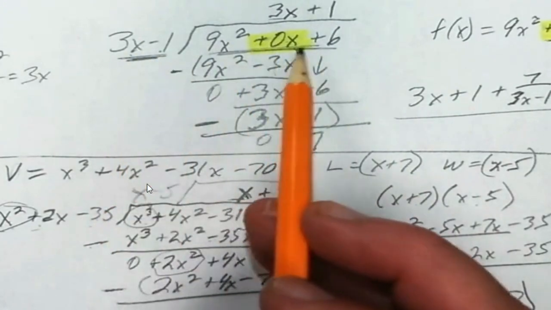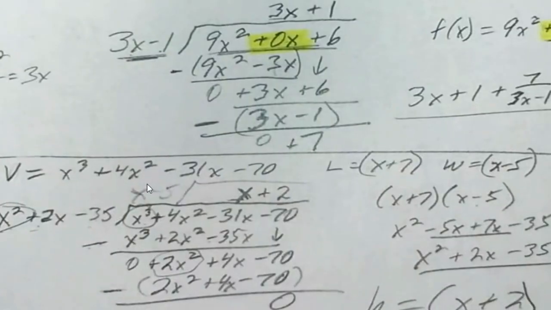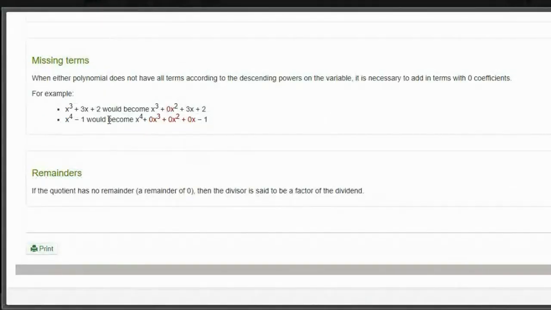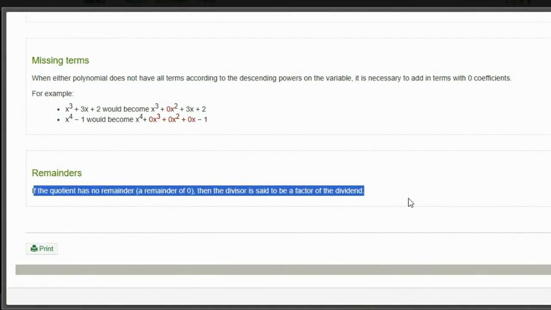Account for missing terms. Missing terms is the big part of this lesson that you have to make sure and account for when you're doing this. And then, of course, if the remainder is 0, that is a factor.